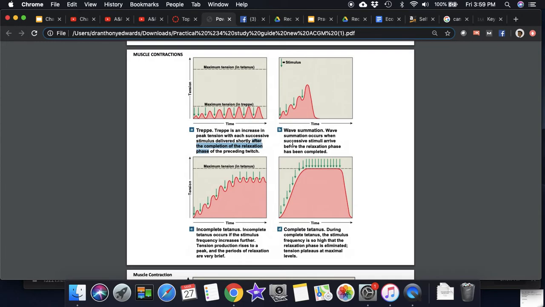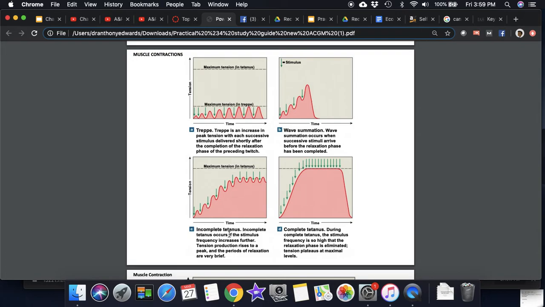Now, look at wave summation. Again you have multiple stimuli here, and this happens when the successive stimuli arrive before your relaxation phase gets completed. So in Treppe, the relaxation phase is completed, and in wave summation it is not. So you can see you have a greater increase in tension.